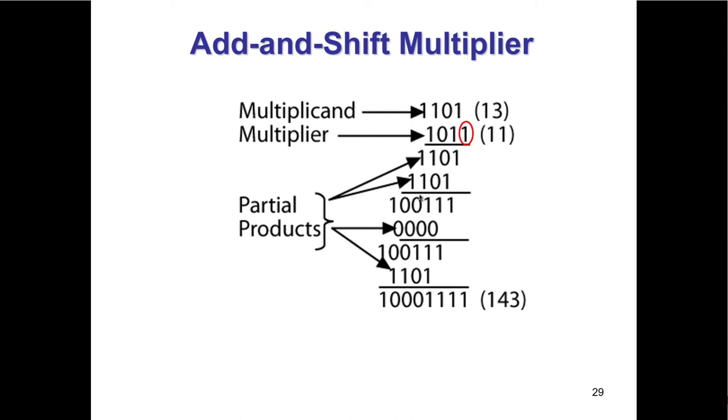we can line up all the partial products and then add them at the end, or we can add them as we go. And the adder that we're going to look at adds them as we go. Okay, so anyway, here we're multiplying 13 times 11, we get 143.